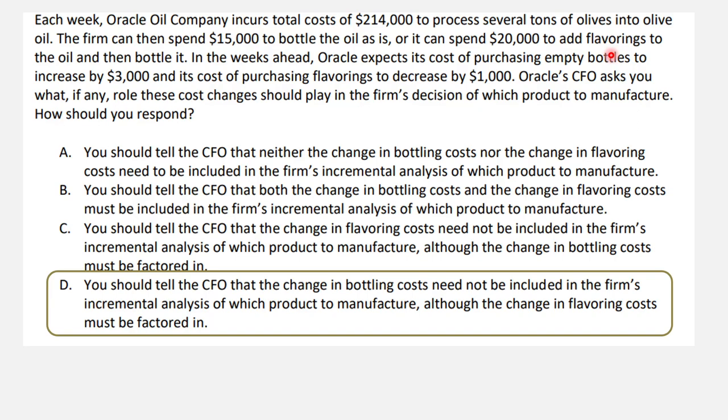You should tell the CFO that the change in bottling costs need not be included in the firm's incremental analysis of which product to manufacture. Although, the change in the flavoring costs must be factored in. Bottling cost changes, ignore it. Change in the flavoring cost, consider it in the analysis. Correct answer is D as in dog.